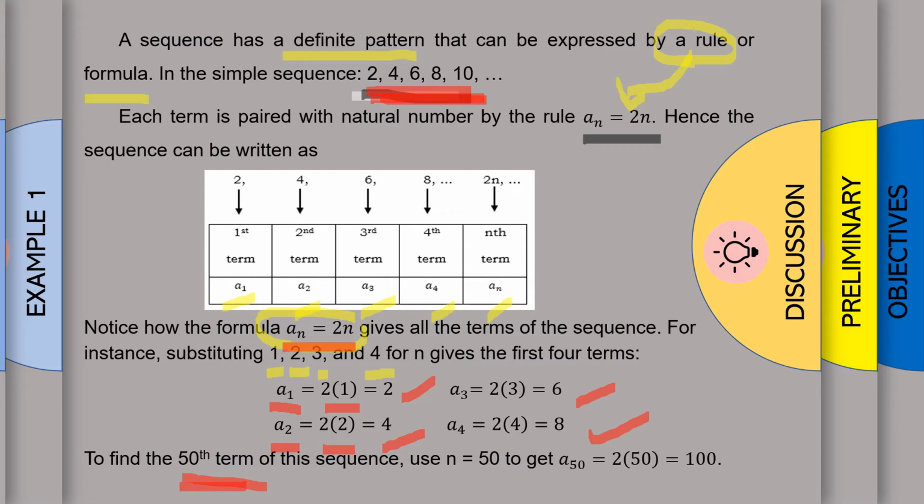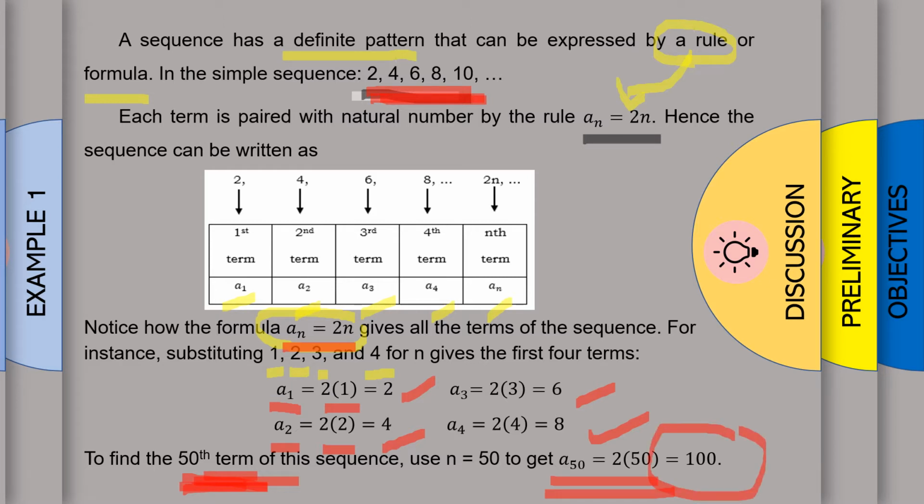So, what if pinapahanap sa inyo yung pang 50th term? Medyo mahaba yun. So, para mas mapadali natin at hindi mo bilangin isa-isa, gamitin natin ang formula. Again, ang ginamit nating formula dyan is yung a sub n is equal to 2n. If you're going to use that formula, ito yung magiging equation natin. Magiging a sub 50, because hinahanap mo yung 50th term, equals 2 times, ano yung value ng n natin ulit? That is 50. And then, you just multiply. So, your answer is 100.